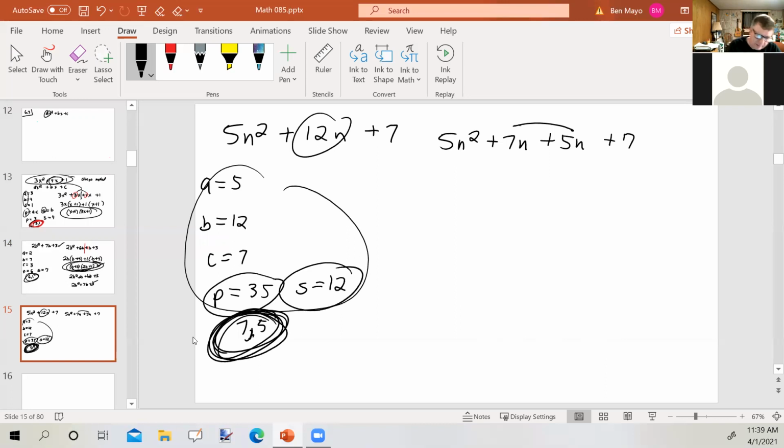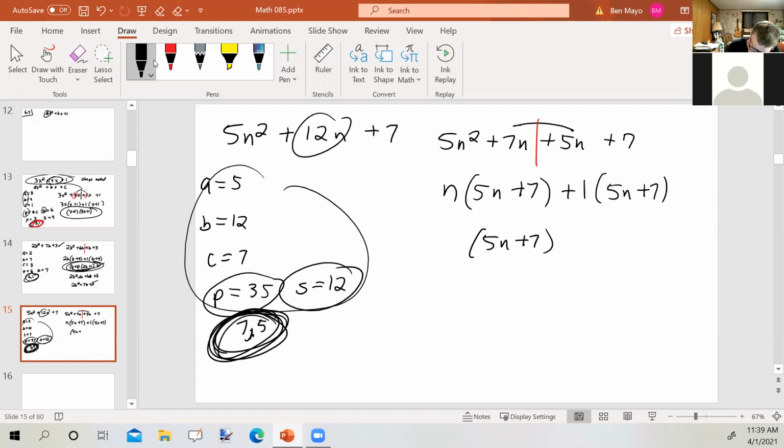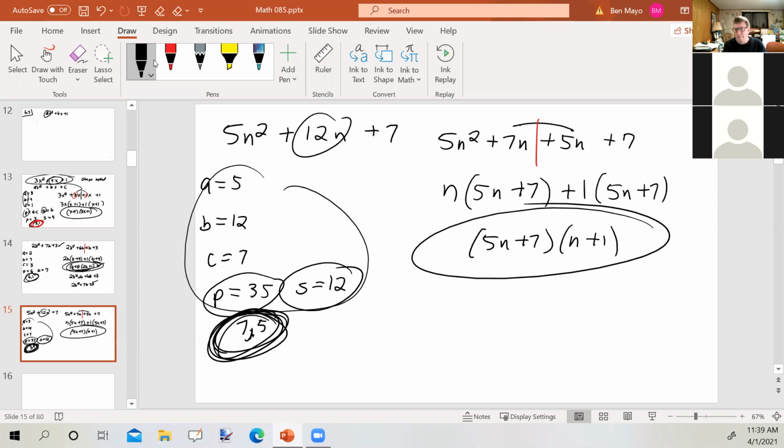And now, factoring by grouping, the greatest common factor of the first two terms is n. The leftovers is 5n plus 7. So over here, the leftovers is 5n plus 7. We have a plus 1 out in front. The greatest common factor is 5n plus 7. Leftovers n plus 1. So again, any questions on this?